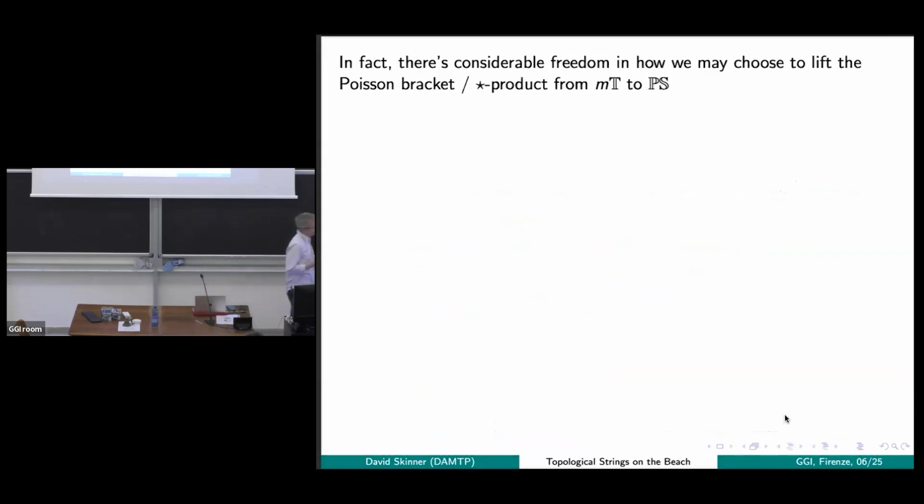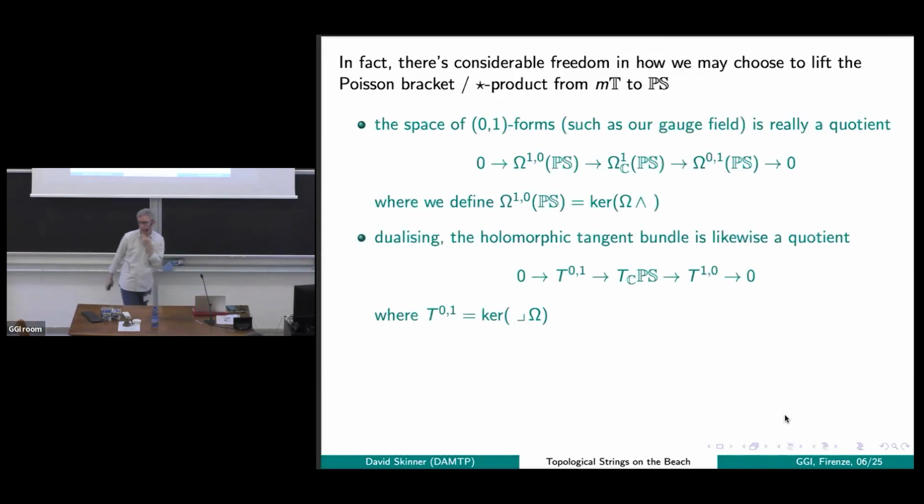Now, as I said, in order to write that action down, we somehow had to take this star product which involved derivatives, and we had to decide how we're going to lift these derivatives up to mini twistor space, and there's a huge amount of freedom in that. Much more than Lionel currently suspects.